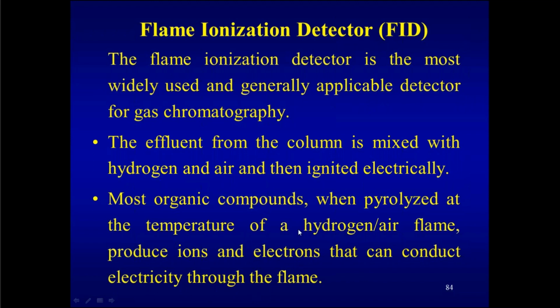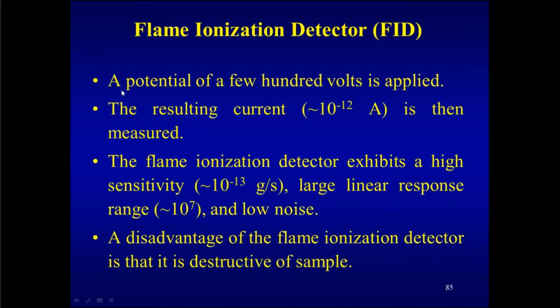So whenever you have organic compounds, when they come into a hydrogen flame, they will ionize, giving ions and electrons. This increases the electrical conductivity of the flame, which gives a peak in the chromatogram. A potential of a few hundred volts is applied. The resulting current is generally in the range of 10 raised to minus 12 amperes. This can be easily measured. It can be amplified also.